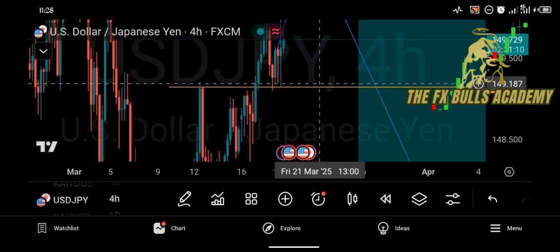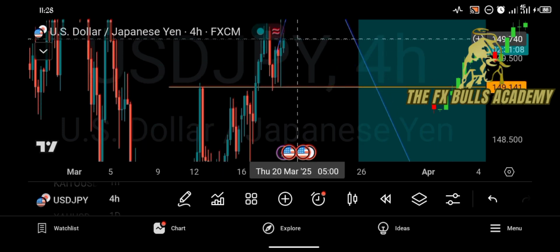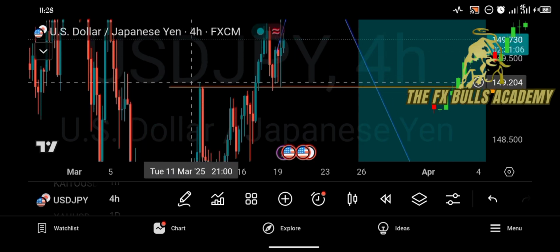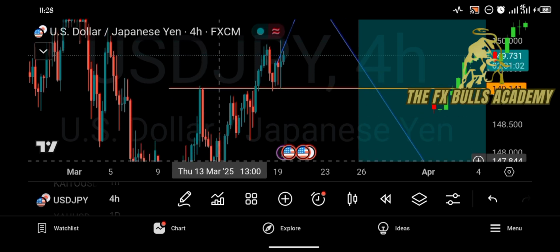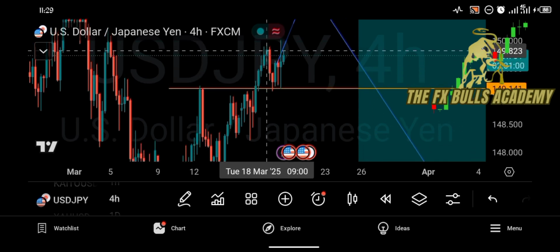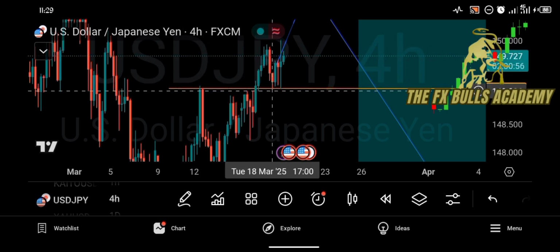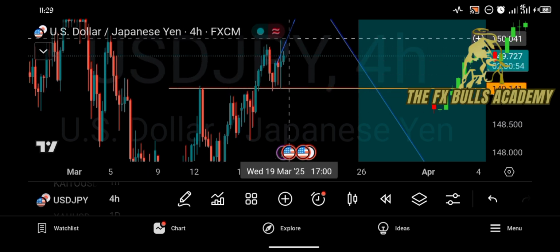At this point price started pushing back up. It was a resistance before. Price touched there and pushed back down, but now price has broken above the resistance. It has now turned to support. So price came back down to the support and started pushing back up.